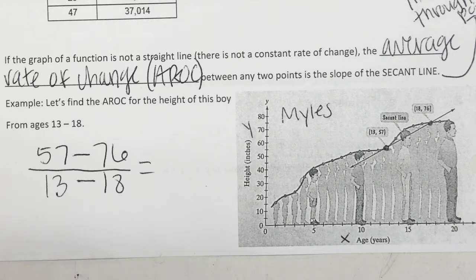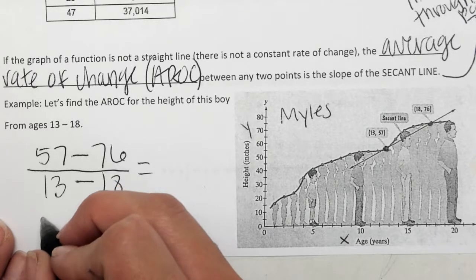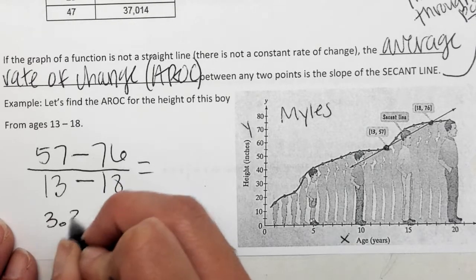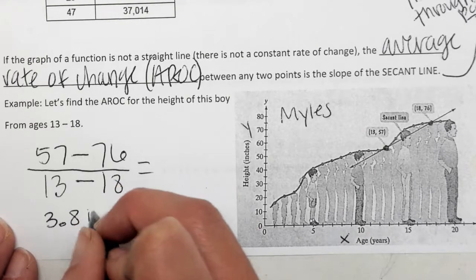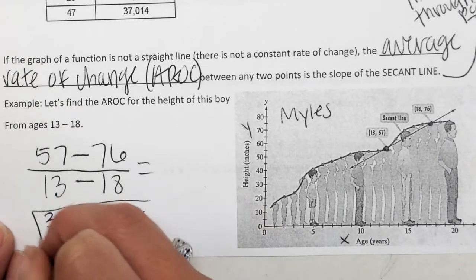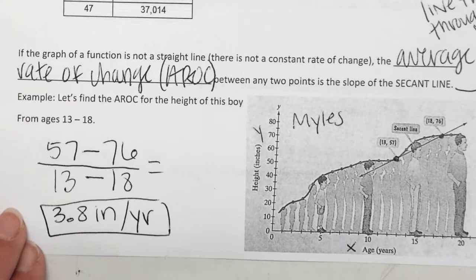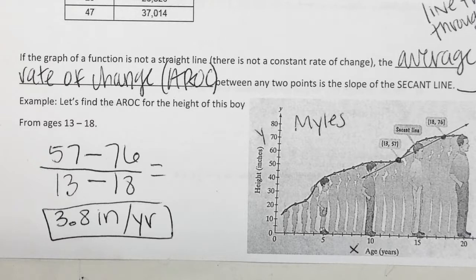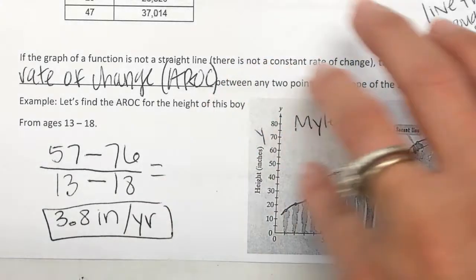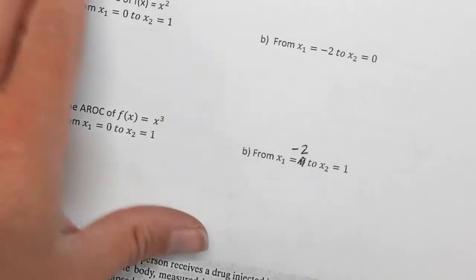So what'd y'all get? Which is what as a decimal? 3.8 inches per year. Good, which means that Miles, between the ages of 13 and 18, was growing 3.8 inches a year between those years. Okay? Alright, flip that over.